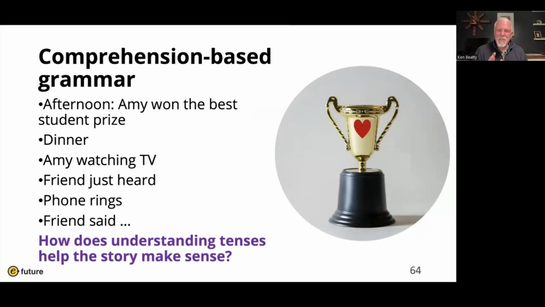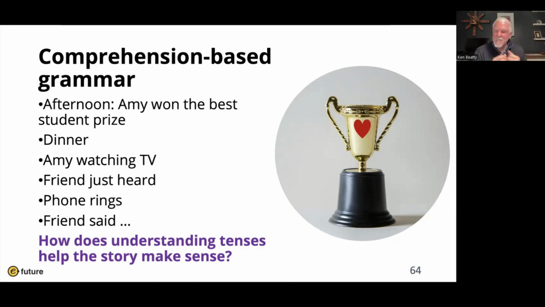So in comprehension-based grammar, we're basically giving the students a problem to try to solve. So in the afternoon, Amy won the best student prize. That happened first. And then Amy was having dinner. And then Amy was watching TV after dinner. Then the friend had just heard. Actually, maybe that should be earlier, right? She said she had just heard then. So the phone rings, and then the friend said something. So actually, yeah, I think the friend should be earlier. So the students will debate this.